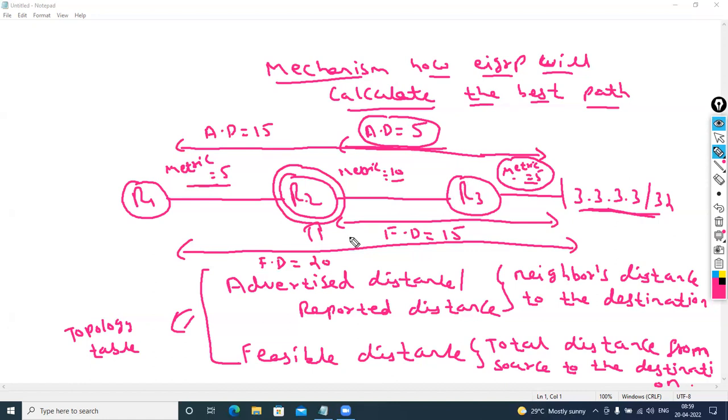Clear? Any doubts in AD and FD? Any doubts online, guys? Will AD and FD information show on the CLI as well? Yes, in the topology table. I'll show you when we do the lab. Okay. Now you need to understand two more terms: successor and feasible successor.